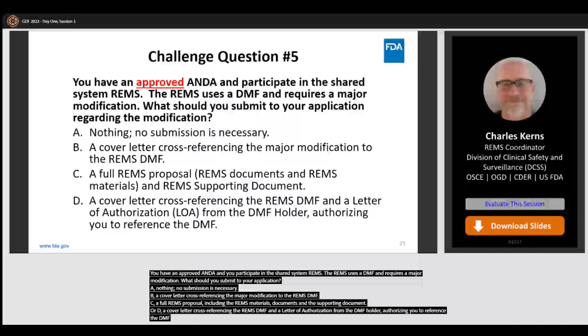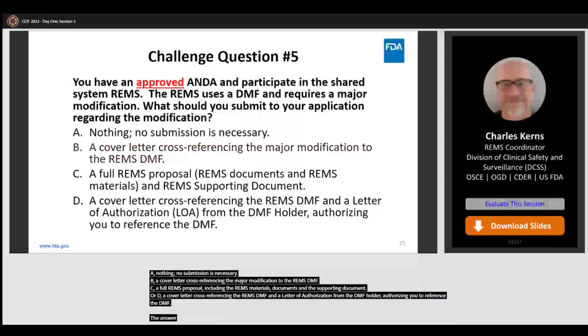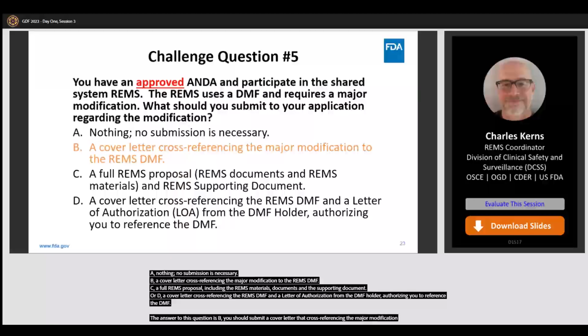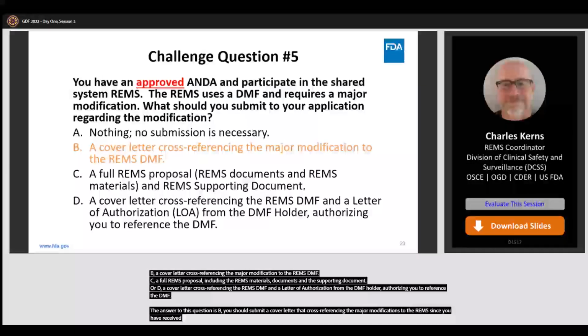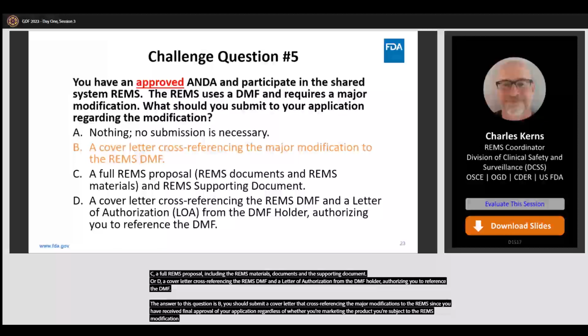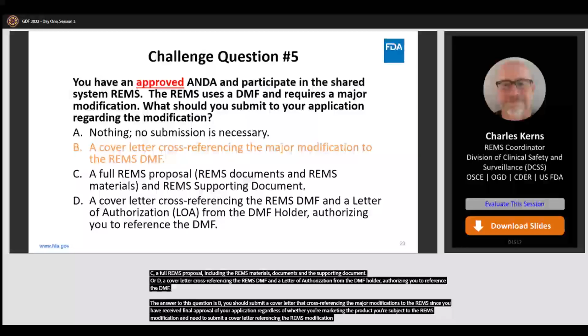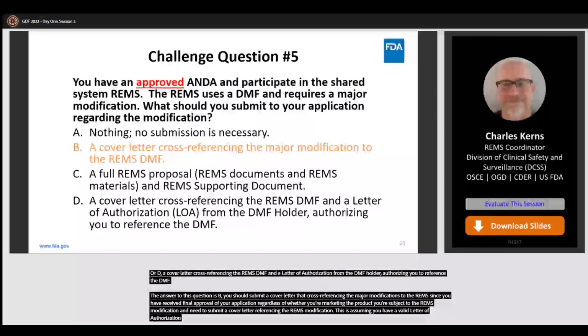The answer to this question is B. You should submit a cover letter that cross-references the major modification to the REMS. Since you have received final approval of your application, regardless of whether you're marketing the product, you are subject to the REMS modification and need to submit a cover letter referencing the REMS modification. This is assuming you have a valid letter of authorization on file and the DMF holder has not withdrawn your authorization.